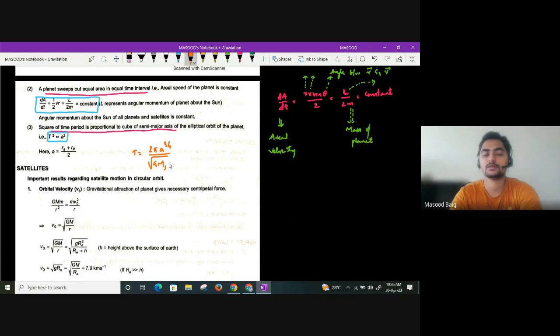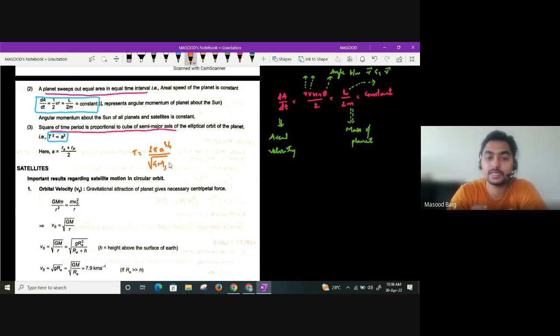Planetary motion is explained by Kepler's laws, guys. Whatever is planetary motion, same will be satellite motion. In planetary motion, whatever is the role of planet, in satellite motion, it will be played by satellite. In planetary motion, whatever is the role of sun, in satellite motion, that role will be played by Earth. Right? Usually we take satellite motion in circular path, guys.